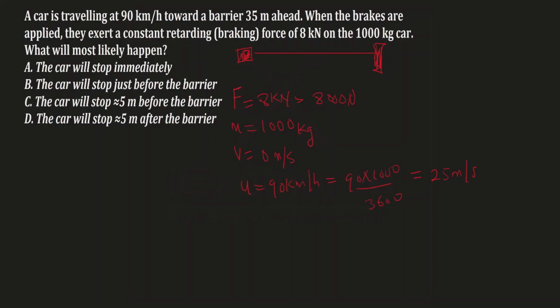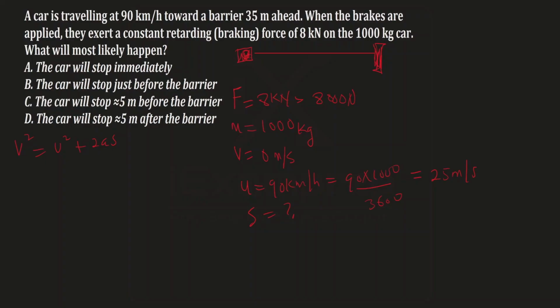Let's find the distance the car will travel before coming to rest. So it means that we are looking for S. S is the unknown. Now, which equation has all these? We probably will choose v squared equals u squared plus 2as. That means we need the deceleration, or we need A. So how do we get A?